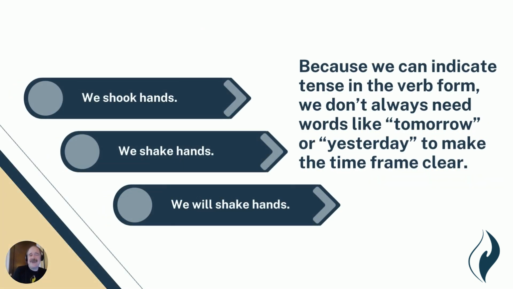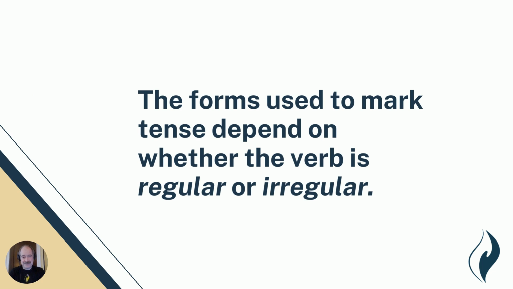Because we indicate verbs with a tense, we don't always need words like tomorrow or yesterday to make that time frame clear. That is a lot different from some languages that don't express any tense at all, and you have to use words like tomorrow or yesterday to make clear what time frame you mean. Not in English, we just alter the verb.